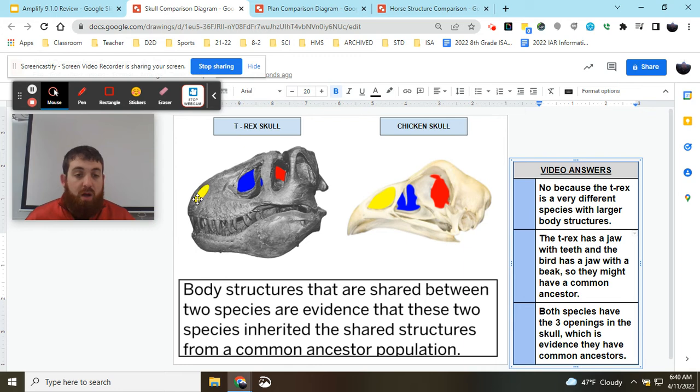If you notice, our T-Rex and our chicken both have that front opening near the front of their top skull. They have that blue opening right in the middle, and they have that red one near the back side. So even though they're different sizes and different shapes, their overall placement shows us that these three sets of holes are evidence that these two have a common ancestor.